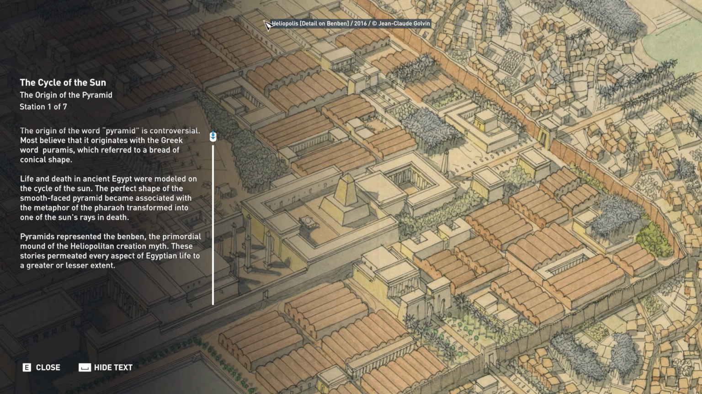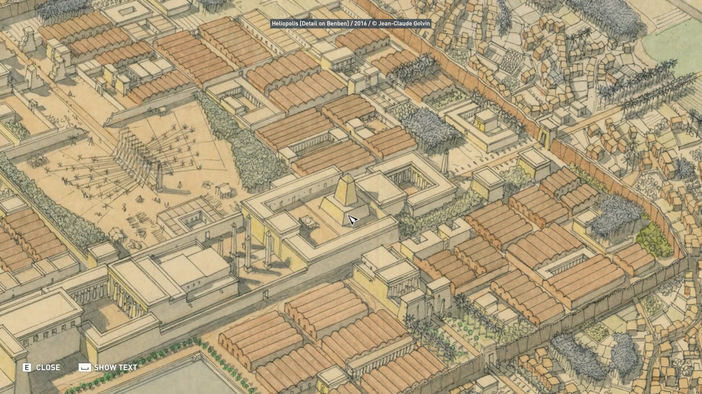So, this is a picture of Heliopolis, detail on Benben. So I think this temple is meant to have a representation of the Benben stone. The Benben stone is the primordial mound of earth that rose from the waters of creation at the beginning of time. So it's like the beginning of life on earth. And it's said that Khnum, who is Ra, he's born of the waters of creation. He's born of the chaos of the goddess Neith. She's a water goddess of creation. And they're husband and wife, Khnum and Neith.